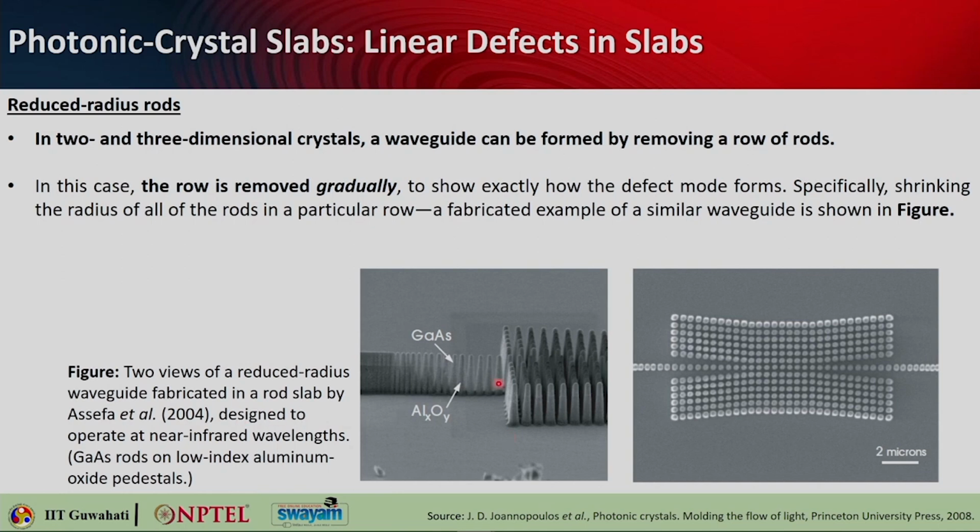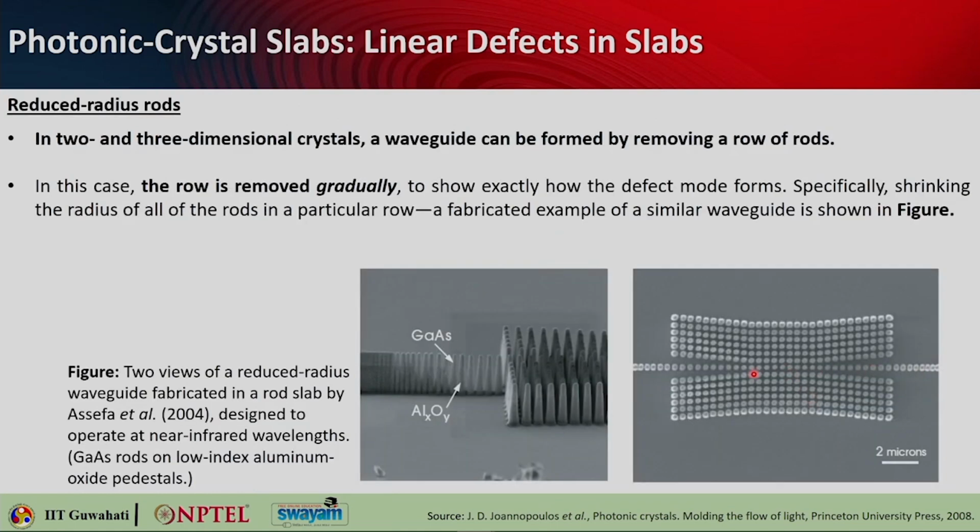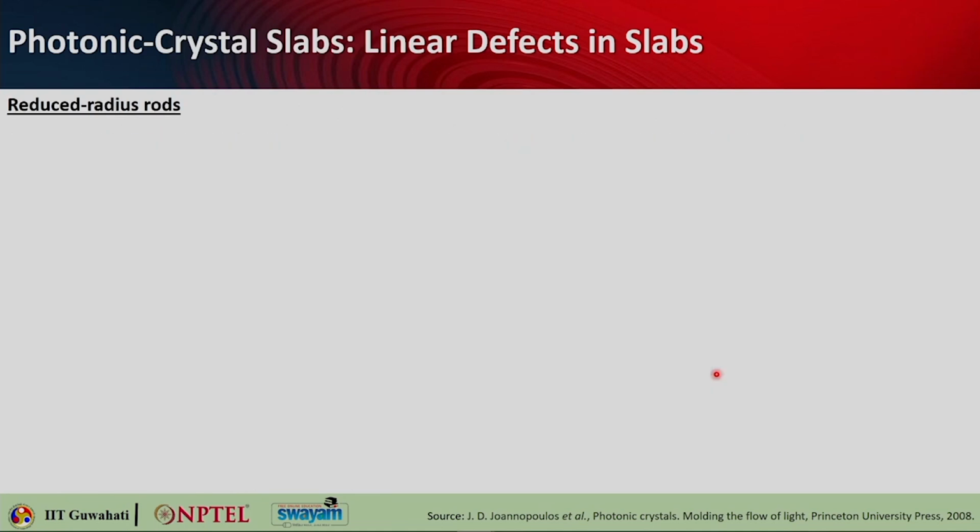This is designed to operate at near infrared wavelengths. So what is the material? The material is gallium arsenide for the rods, and those have low index aluminum oxide as the pedestals. So this is the top view of that particular array. It's hard to see from the top view, because from the top you will not be able to see the conical shape, right.